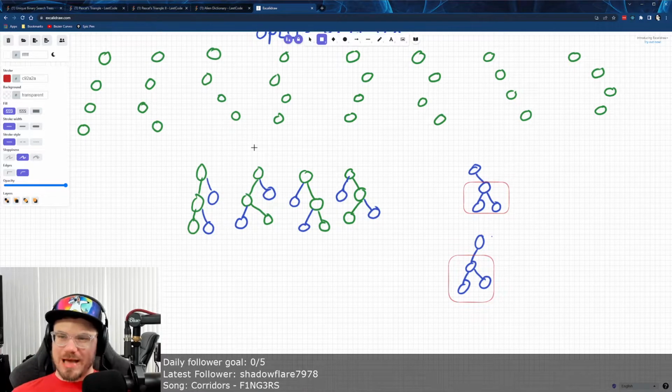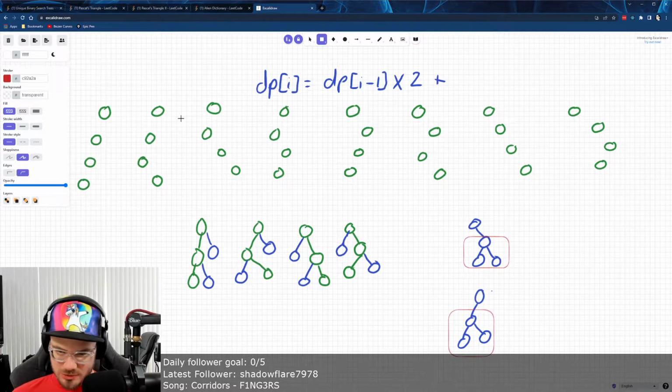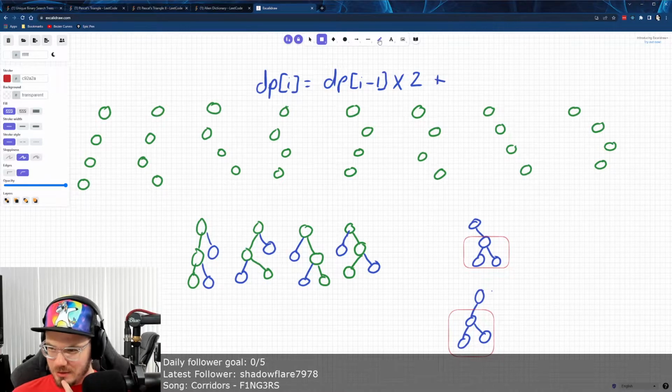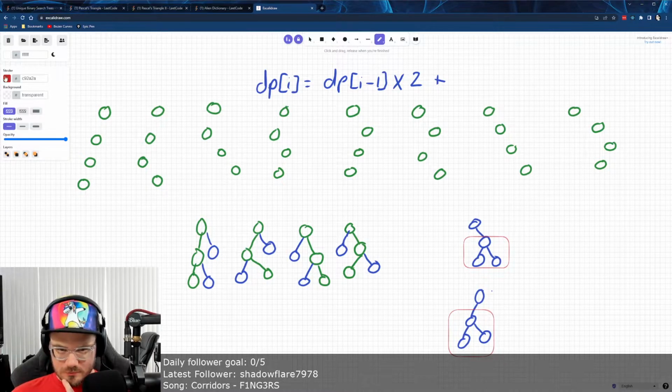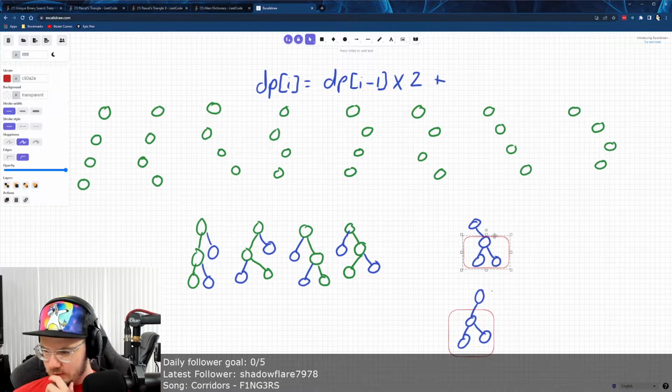But how do we represent that in the math, though? We're trying to condense all of these observations down to a formula, and that's the hard part here. So here, this is bothering me. Let me just go ahead and make this a little taller.